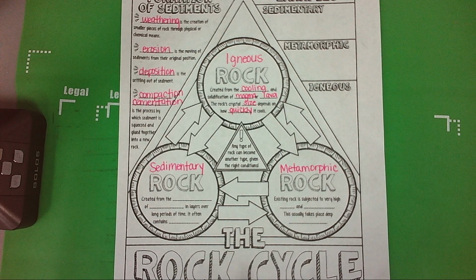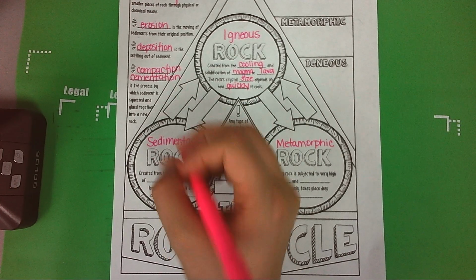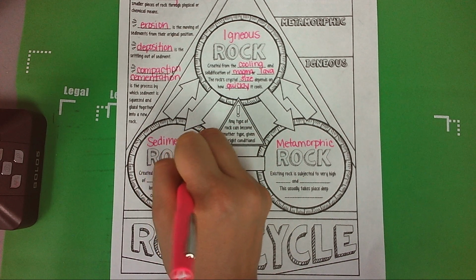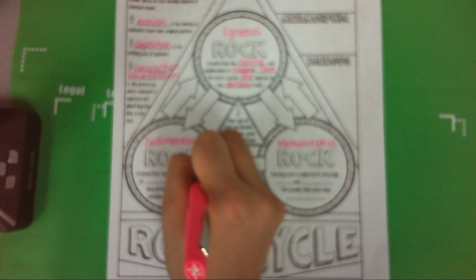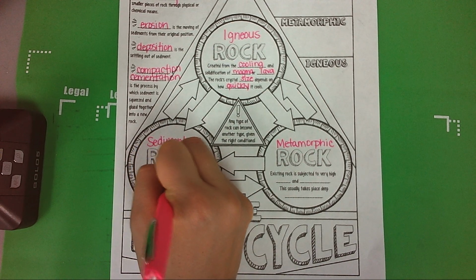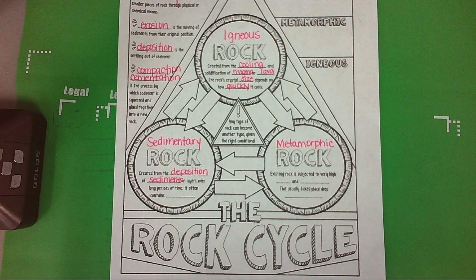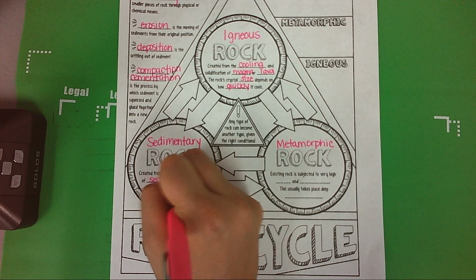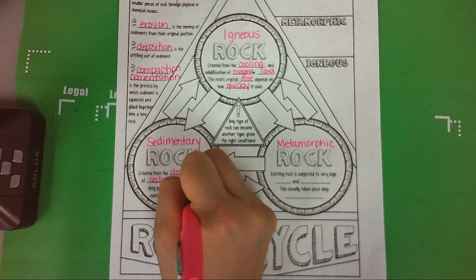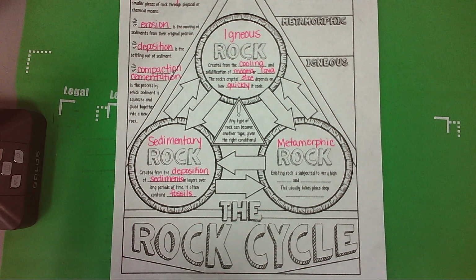All right, so let's look at sedimentary rock. Sedimentary rock is created from deposition. Remember, that's when sediments, the small pieces of rock, are deposited in a new location in layers over long periods of time. It often contains fossils. We'll talk about fossils in a later unit, but know that fossils are contained in sedimentary rock. So all those rocks that show all those little pieces that have been pushed and squeezed together, that's sedimentary rock.